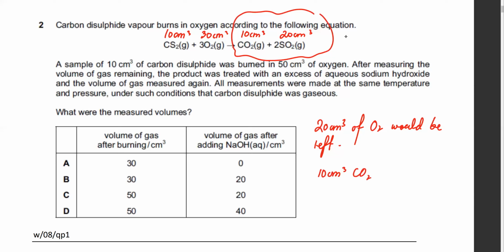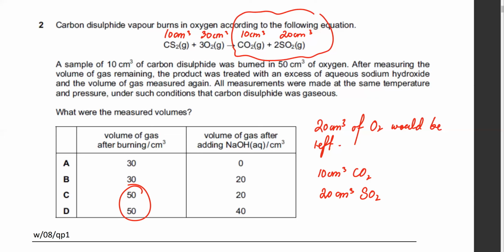And there's 20 cm3 of SO2. So you've got these two things also being produced. Now he's saying the products are treated with excess sodium hydroxide and the volume of gas measured. So the volume of gas after burning is going to be 10 cm3 of CO2, 20 cm3 of SO2 that's produced, and the 20 cm3 of leftover oxygen. So that would be 10 plus 10 plus 20. That's going to give you 50, right? So after burning, it's going to be 50.